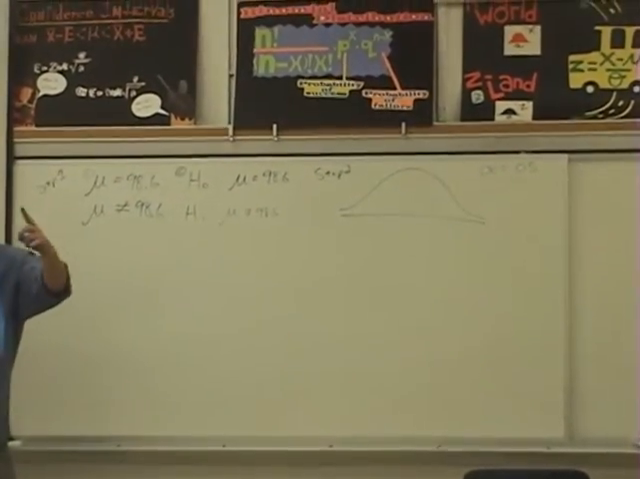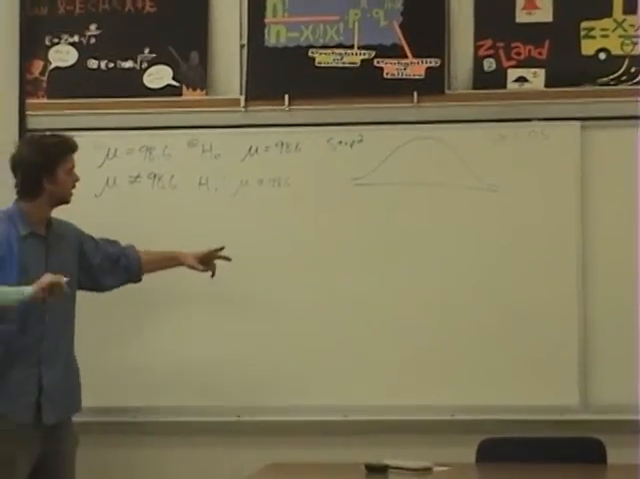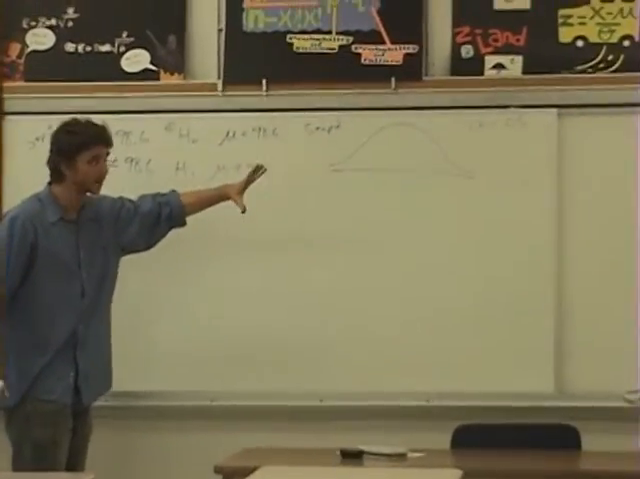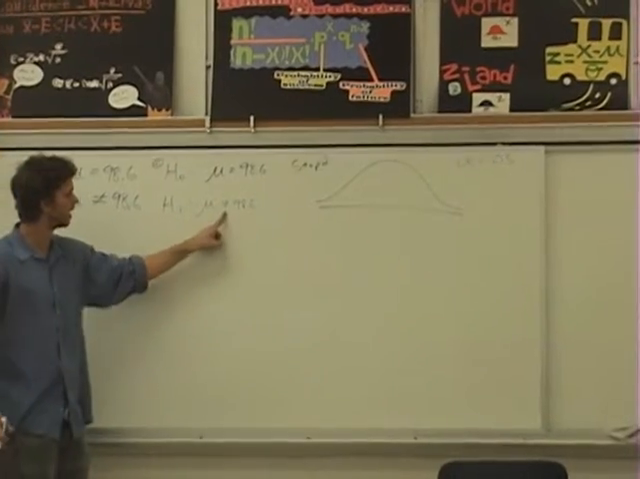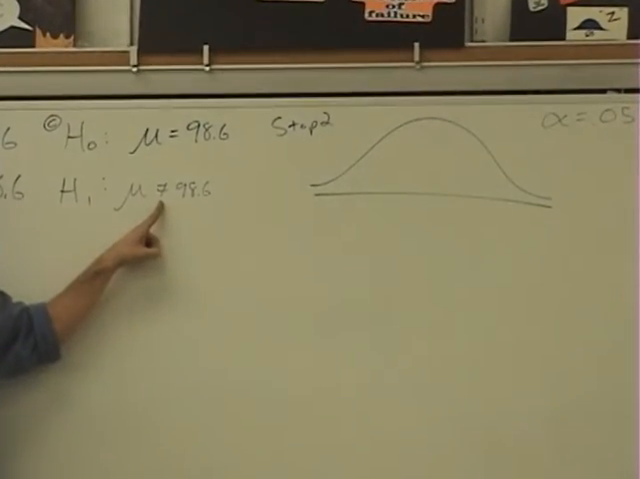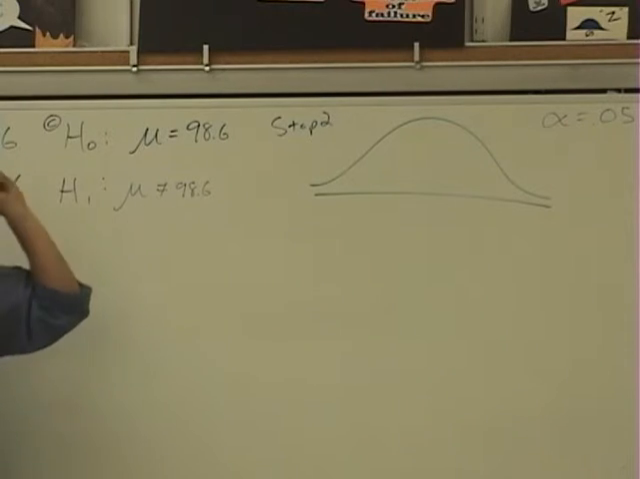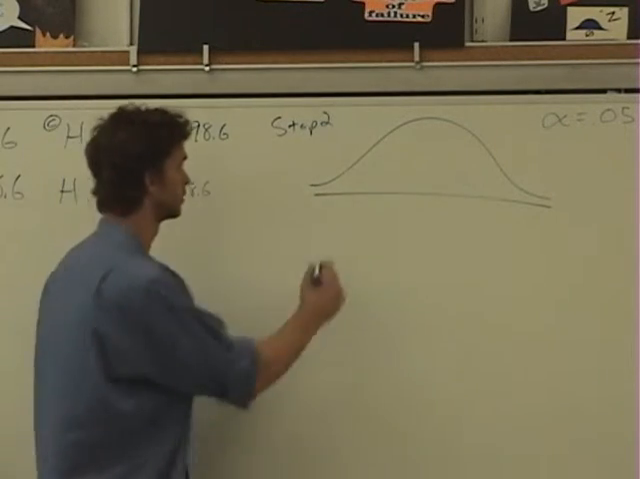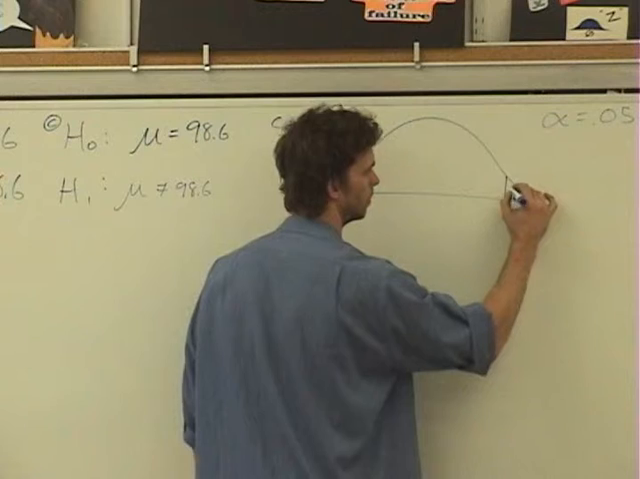But is this one-tailed or two-tailed? Where we have to look to ask this is right there. If that is less than, it's one-tailed. If it's greater than, it's one-tailed. If it's not equal to, it's two-tailed. Two-tailed, so we're going to split this up.